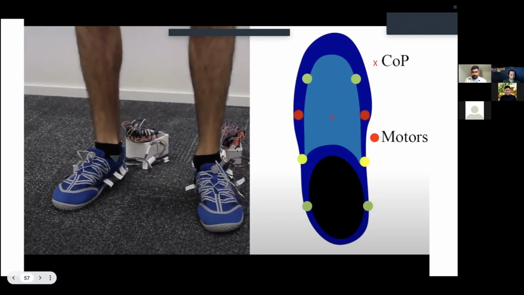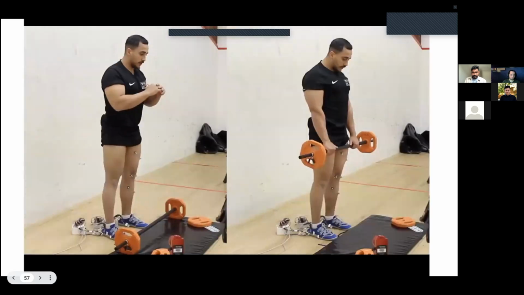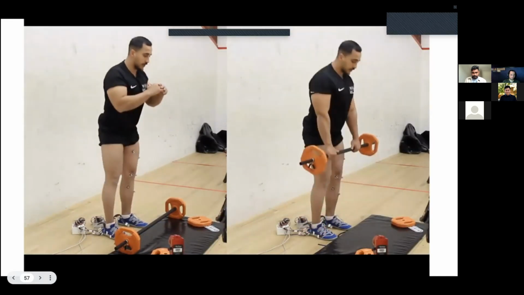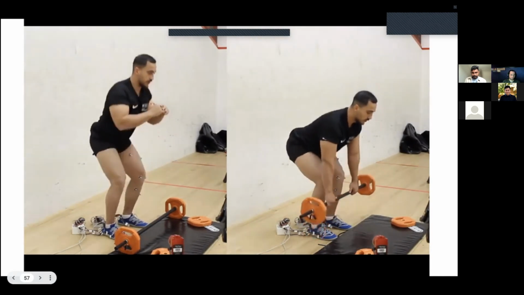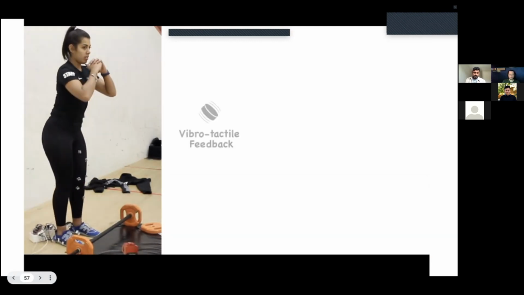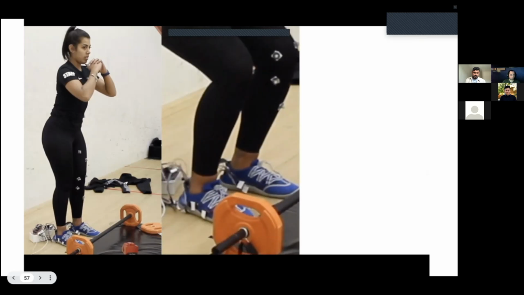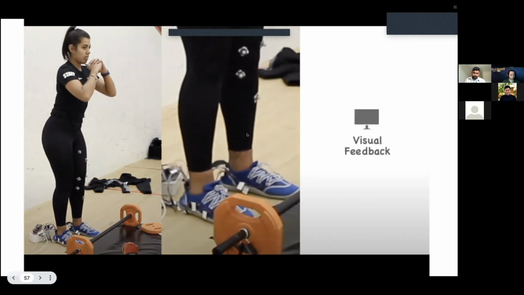On the center of pressure at the feet to assist users with maintaining correct body posture while performing squats and deadlifts. We evaluated GymSoles with 13 users in 3 conditions. No feedback. Vibrotactile feedback. And visual feedback.